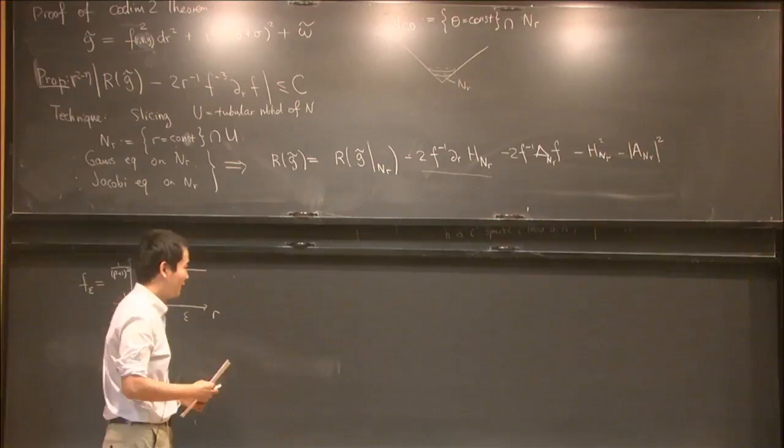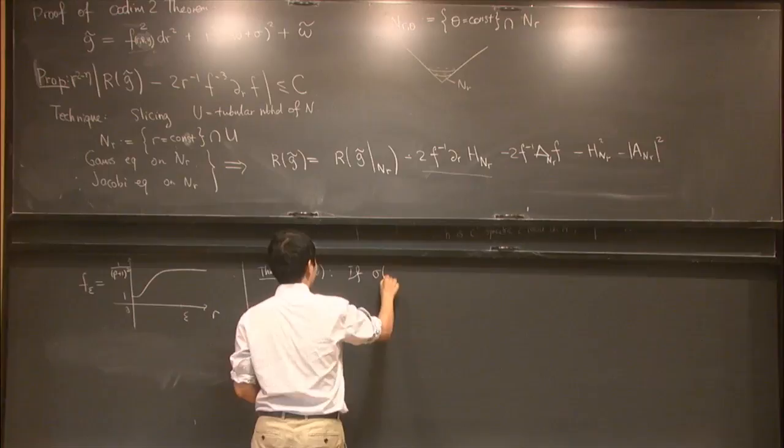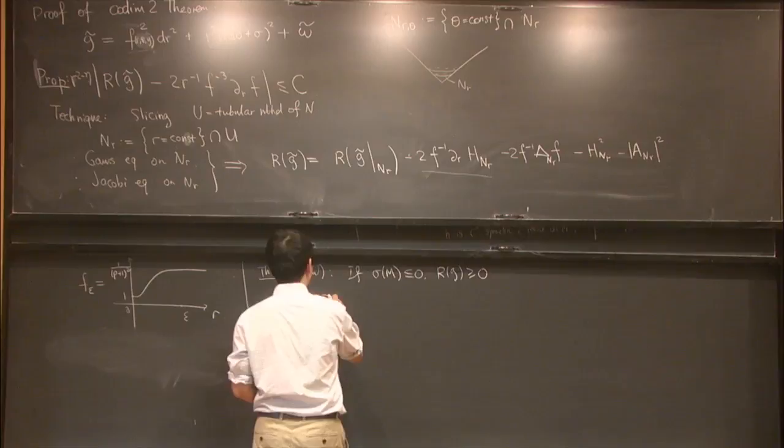Christina gave me a very good suggestion to clear some confusion. So the famous rigidity theorem of Schoen-Yau is the following. If you have a Yamabe non-positive manifold and you have a metric G with non-negative scalar curvature, then G is Ricci flat.